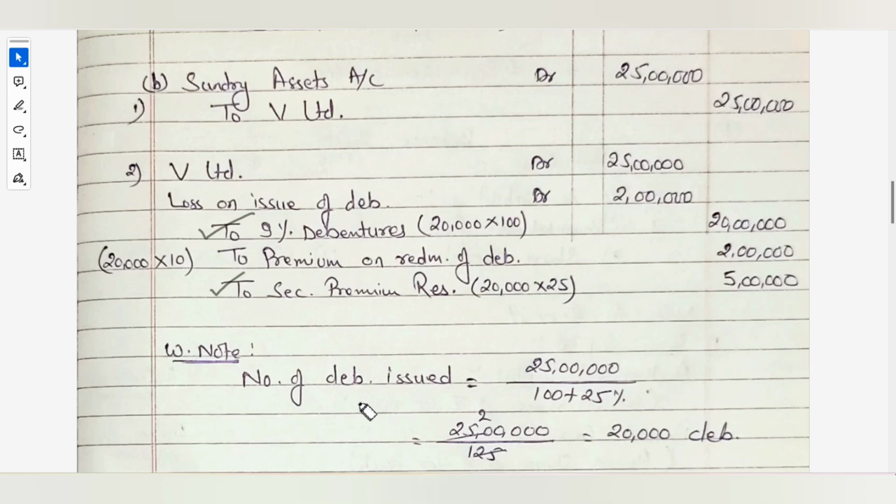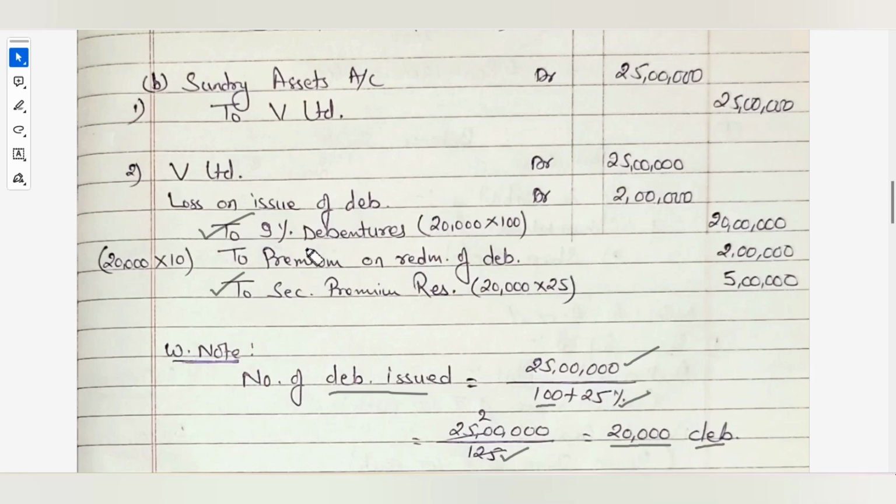Now what about the values? First of all, we need to find out the number of debentures that have been issued to the vendors. The amount payable to the vendors is 5 lakh. The face value of the debentures is 100 each, and these are issued at a premium of 25%. That means we have to divide it by 125, and that's how we will get the number of debentures which have been issued to the vendors, that is V Limited. So 20,000 debentures have been issued.